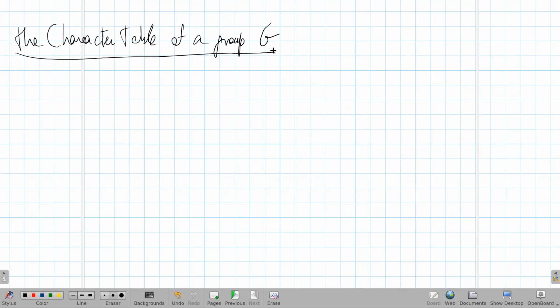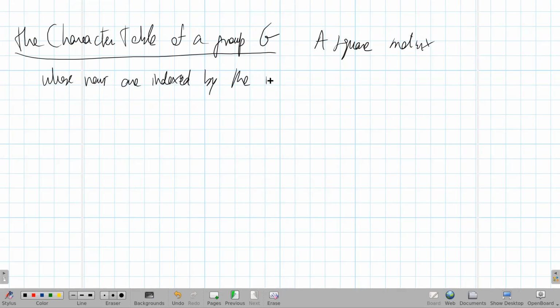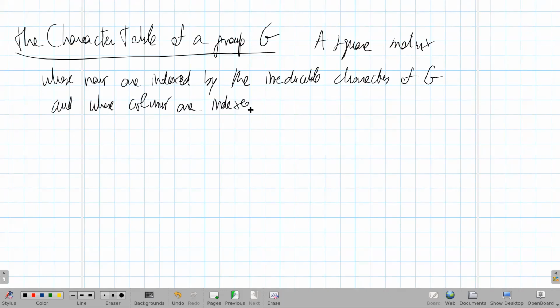This is a square matrix, say, whose rows are indexed by the irreducible characters of G, and whose columns are indexed by the conjugacy classes of G. And of course, in an entry, we'll find the value of the character on the conjugacy class, meaning on an element of the conjugacy class.